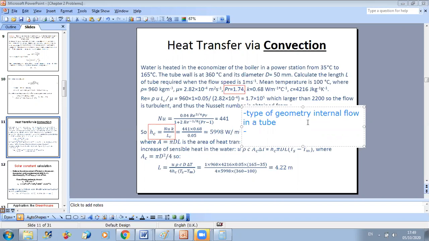So the second criterion is the type of my flow. So I should look at the Reynolds number. So I should see if it's laminar or turbulent. And to know if my flow is laminar or turbulent, the non-dimensional number I should look for is the Reynolds number. So I should calculate it.